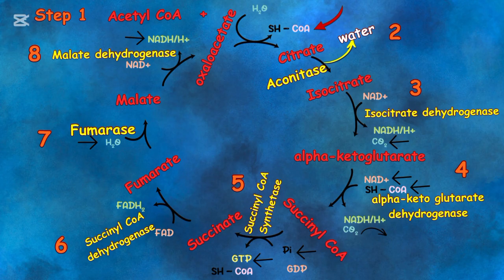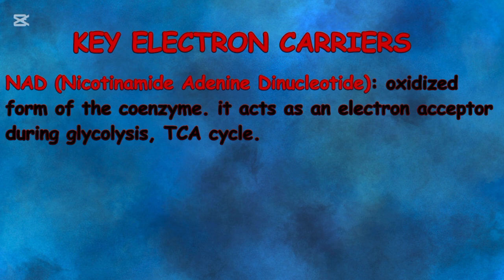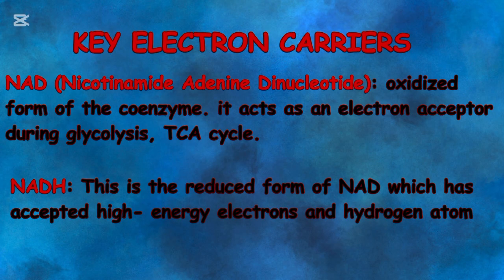Now, we are going to see some key electron carriers in the TCA cycle. NAD stands for nicotinamide adenine dinucleotide. This is the oxidized form of this coenzyme. It acts as an electron acceptor during glycolysis and the TCA cycle. And NADH is the reduced form of NAD, which has accepted high-energy electrons and a hydrogen atom.